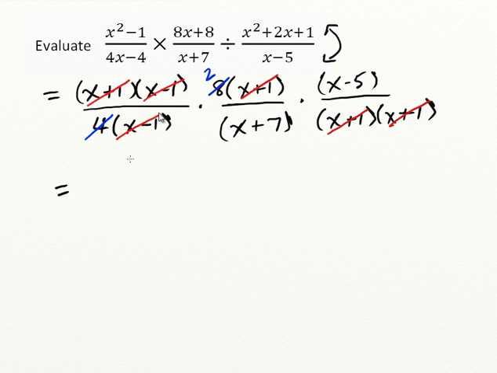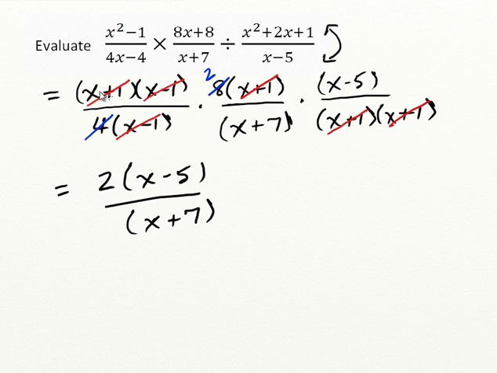I'll just write what I have left, and up top I have a 2, and I have an x minus 5. And on the bottom, I have, quite simply, an x plus 7. So, if I was tasked to evaluate or simplify the following expression, that complicated looking thing at the top there, that simplifies to 2 bracket x minus 5, all of it over x plus 7.